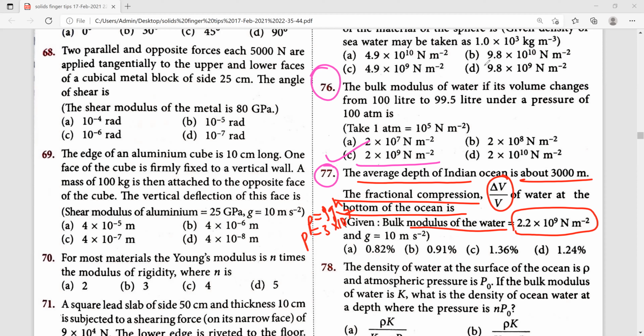So fractional compression is calculated by using the formula delta V by V, that's equal to P divided by B, where pressure is 3 into 10 to the power of 7, divided by bulk modulus 2.2 into 10 to the power of 9. So after simplification, we get 1.36 into 10 to the power of minus 2. Therefore, for this, C1 is the right answer.